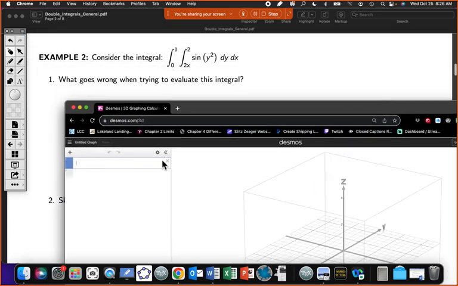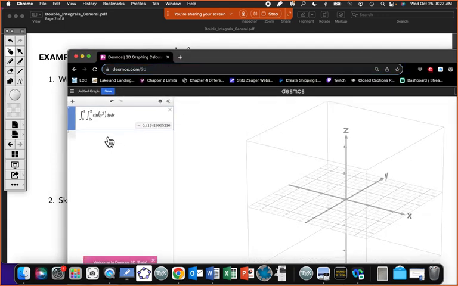So on Desmos, if you had me for the other calc sequence, we use Desmos all the time. So Desmos, I'm just going to put integral 0 to 1, integral 2x to 2, and sine of y squared dy dx comes up with that. We had 1 minus the cosine of 4 over 4. There you go. So you can actually check your answers numerically on Desmos.